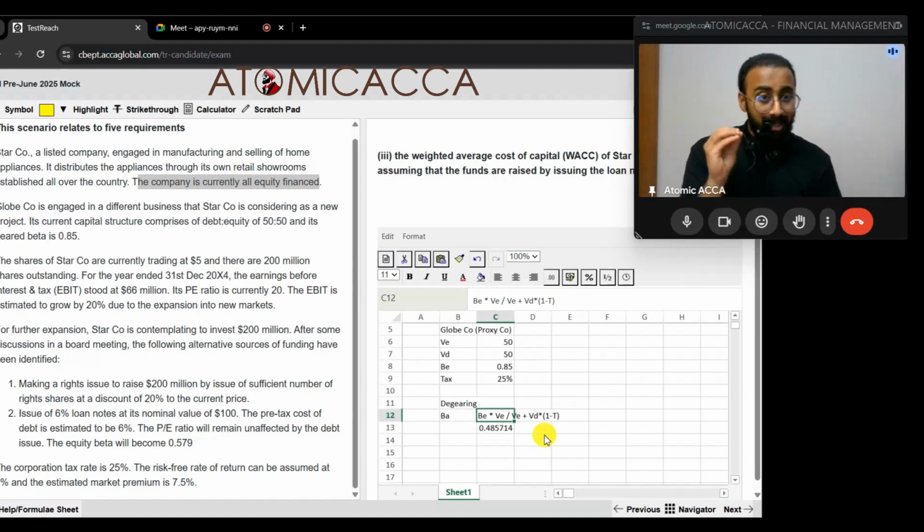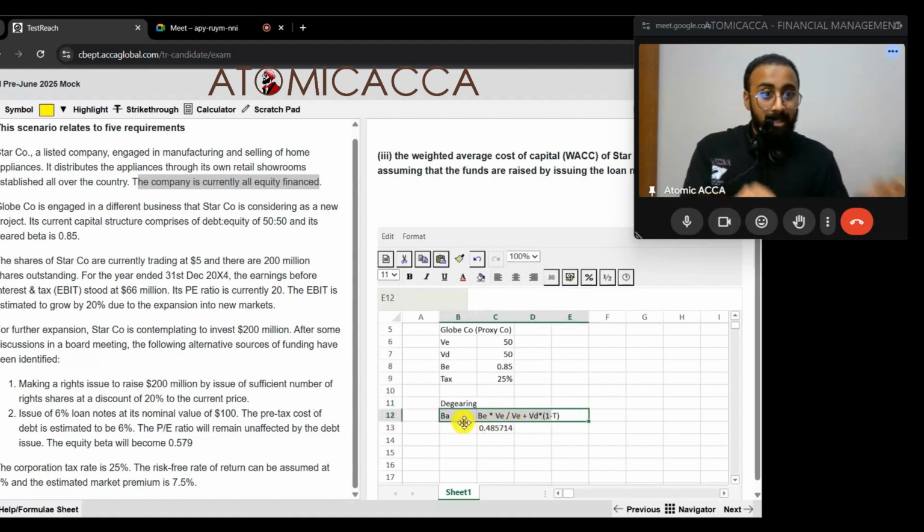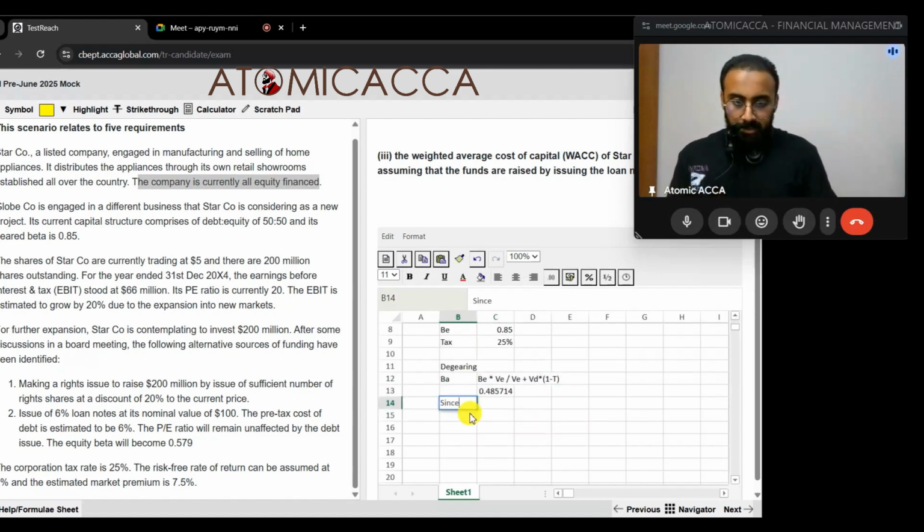If anyone has learned by heart that whenever you have an all-equity financed company, asset beta is equal to equity beta, without knowing the reason behind it, just solve this formula, applying value of debt equals 0, and see what answer you get. You'll end up with the same solution. That is the explanation for why asset beta and equity beta are the same: since the company is all equity financed, asset beta will be equal to equity beta.